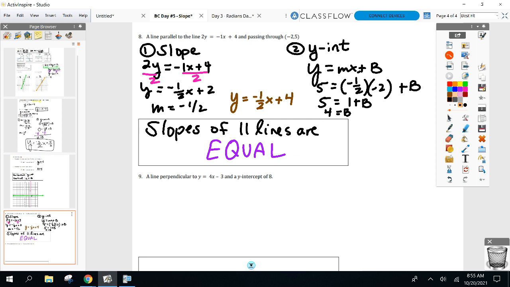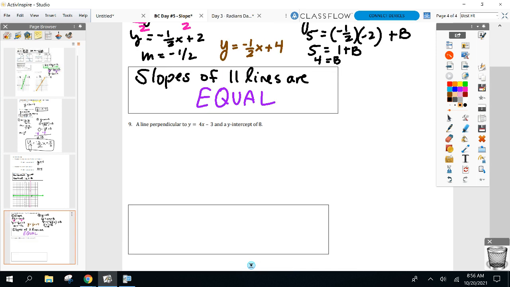So if two lines are parallel, the slopes are equal. Last one. Then you guys get to start your assignment. What about perpendicular? Ooh. So give me the equation of a line that's perpendicular to y equals 4x minus 3, and you're welcome on this.